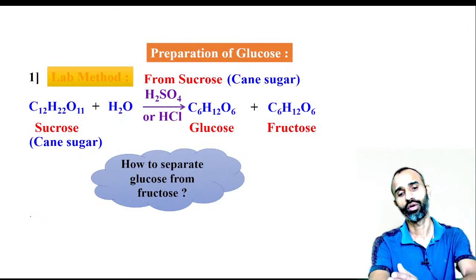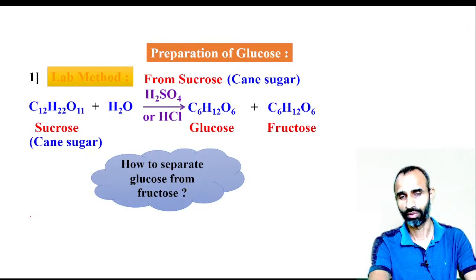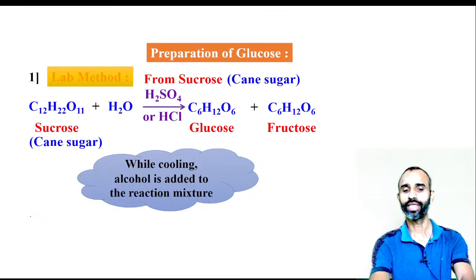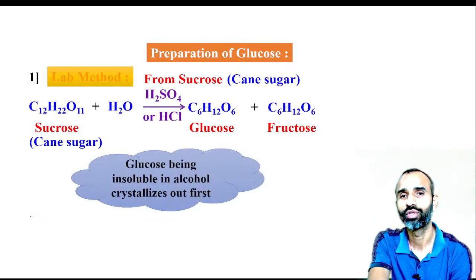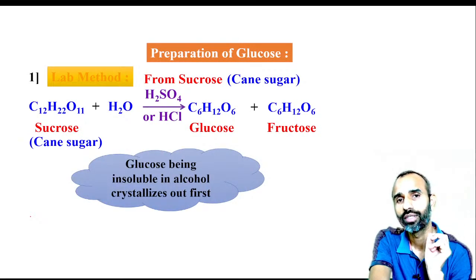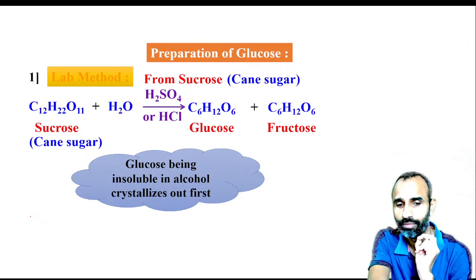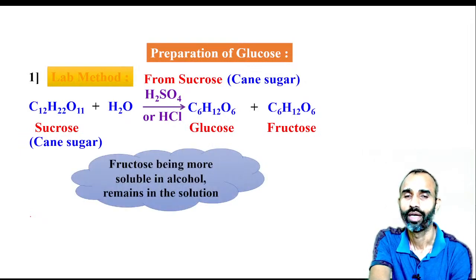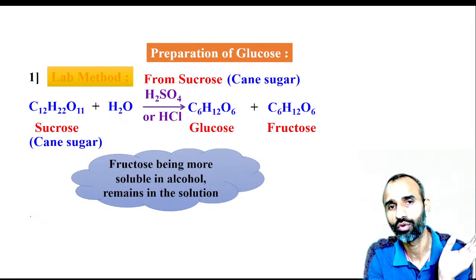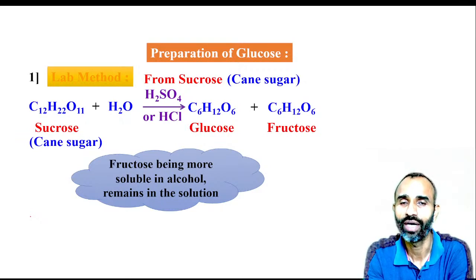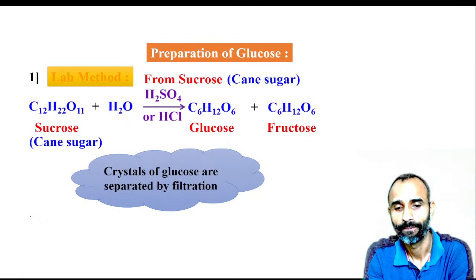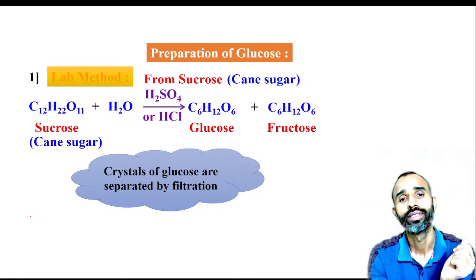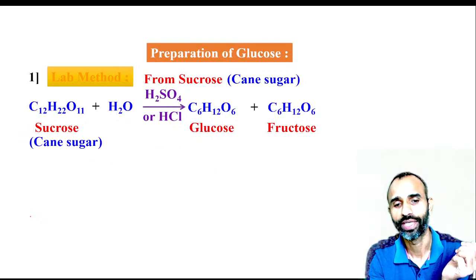Now, how do we separate glucose from fructose? When we cool it and alcohol is added to the mixture, glucose, being insoluble in alcohol, separates out first, and fructose, being soluble in alcohol, remains in the solution. This way, as crystals of glucose are formed, they can be separated out by filtration.